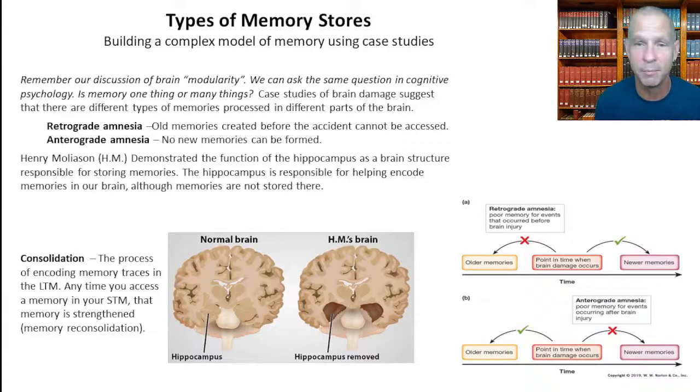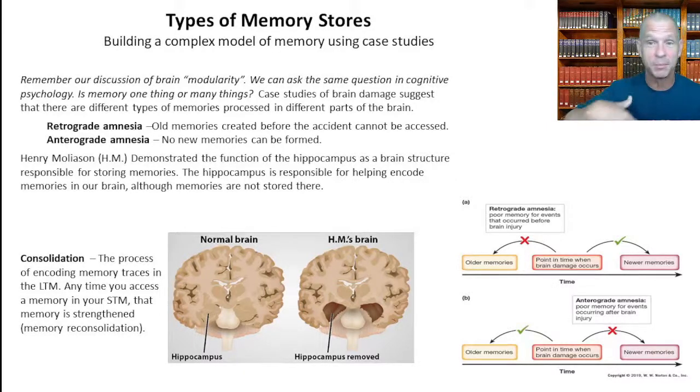Okay, so we're back to brain modularity. So with this guy, HM, he had these really bad seizures. Doctors went in and operated on his brain and removed this brain structure called his hippocampus. And what happened was this guy, Henry Molaison, woke up and he was not able to form new memories. He could remember stuff that happened before the surgery, but after the surgery, he was never able to learn another fact that he could remember.